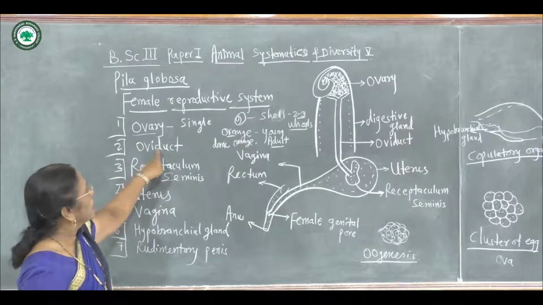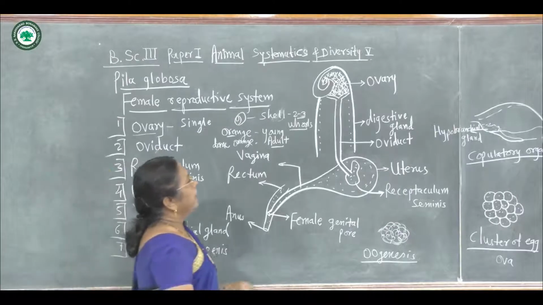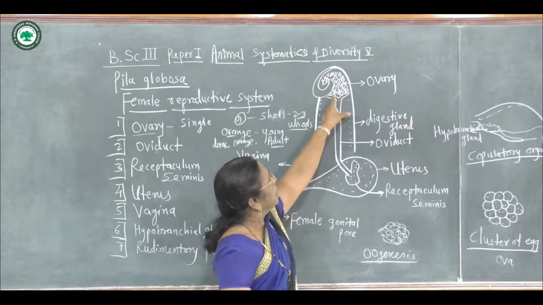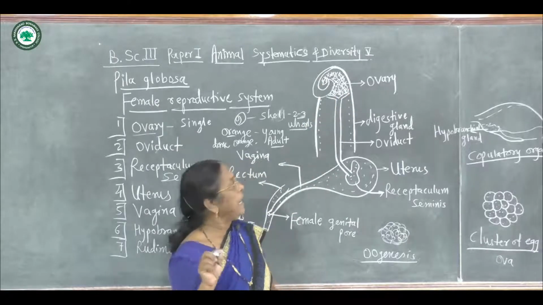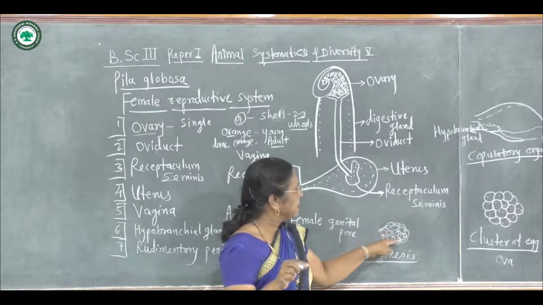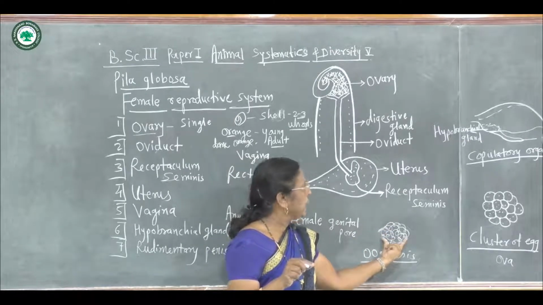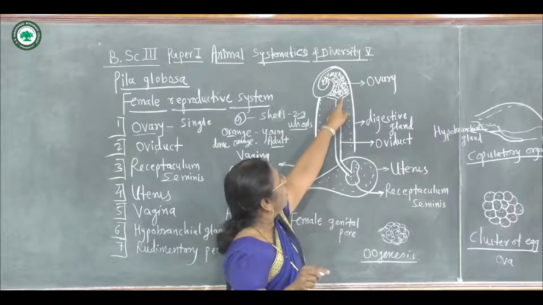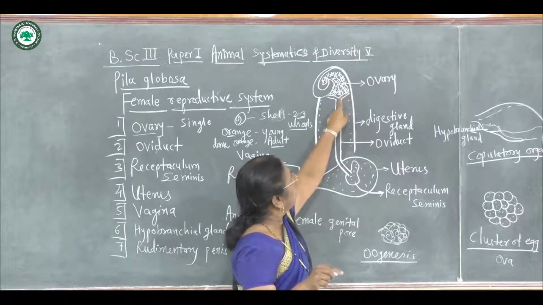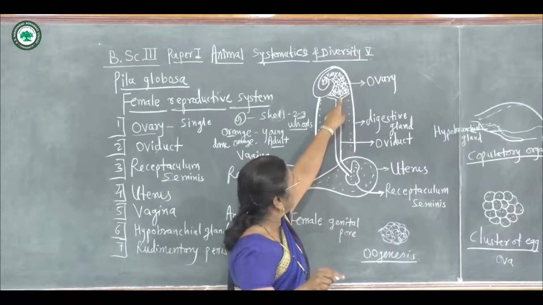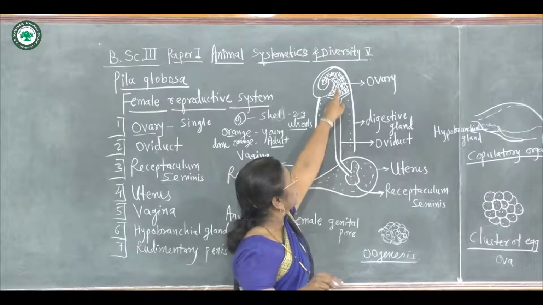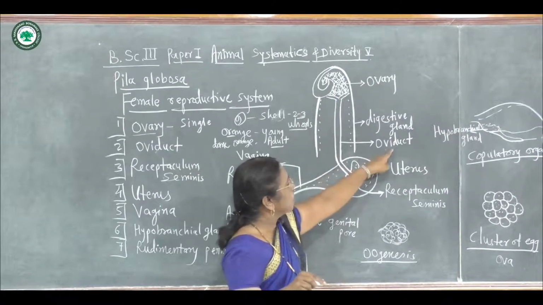The second point is the oviduct. Ventrally, the single ovary has a thin layer. This thin layer shows a number of branches, which bind together and pour the ova into a common duct. This common duct then runs posteriorly as the oviduct, meaning the duct of the ovary is called the oviduct.